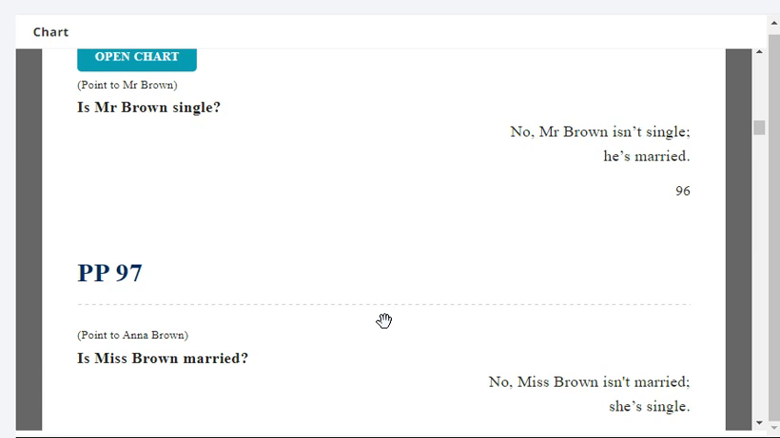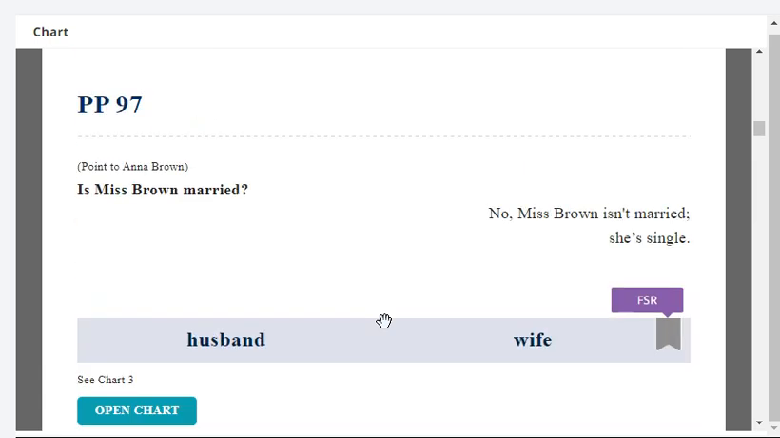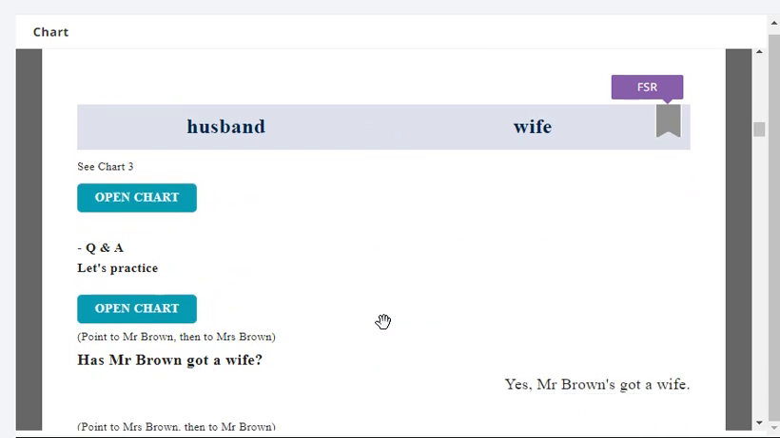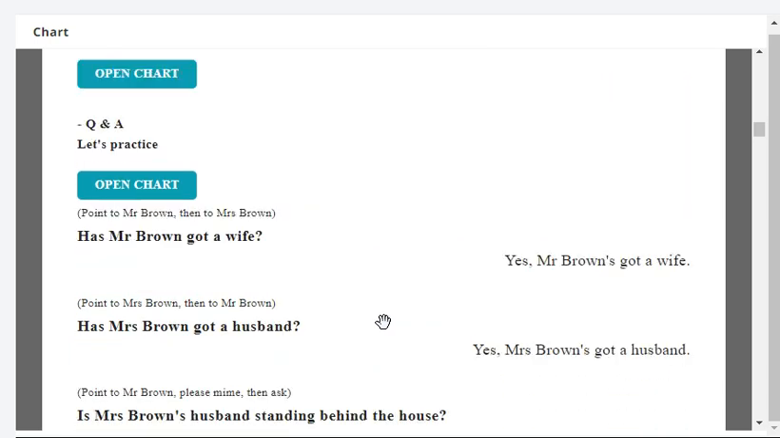He's married. Very good. Is Anna Brown married? No, Anna Brown isn't married. She's single. Very good. Has Mr. Brown got a wife? Yes, Mr. Brown's got a wife.